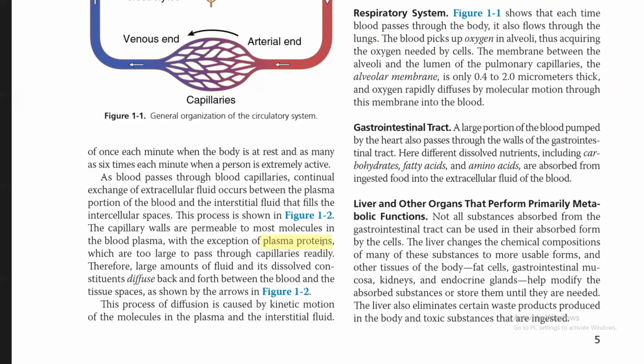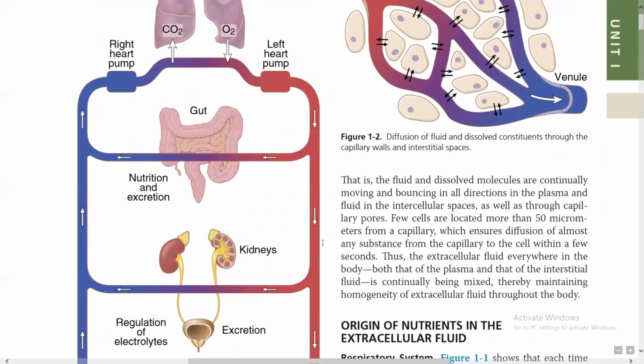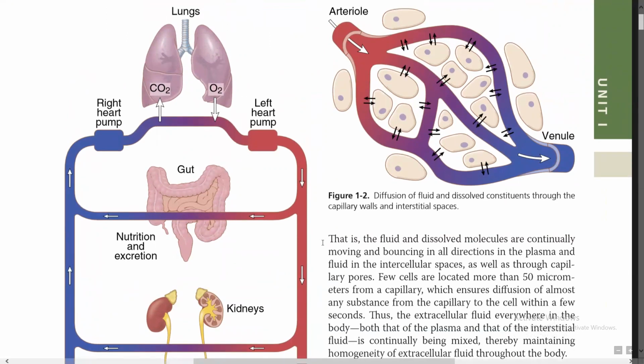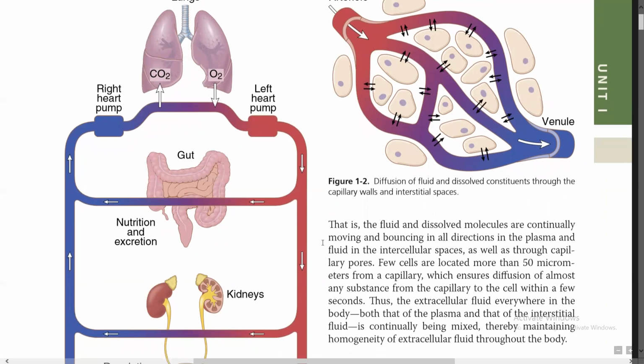So this process of diffusion is caused by kinetic motion of molecules in the plasma and the interstitial fluid. That is, the fluid and dissolved molecules are continually moving and bouncing in all directions in the plasma and the fluid in the intercellular spaces, as well as through capillary pores. Few cells are located more than 50 micrometers from a capillary, which ensures diffusion of almost any substance from the capillary to the cell within a few seconds.